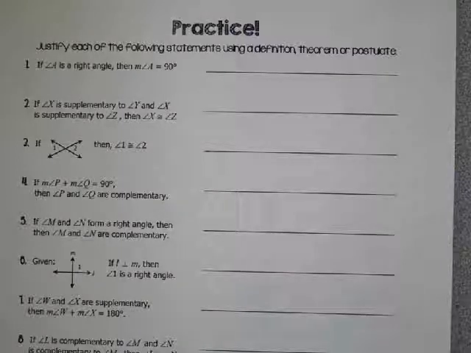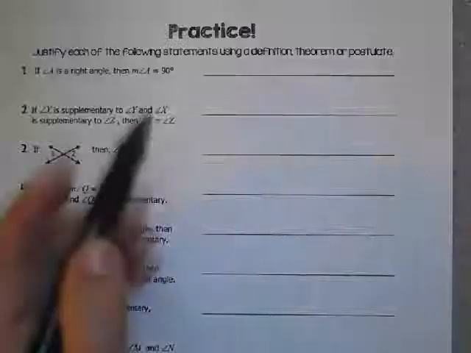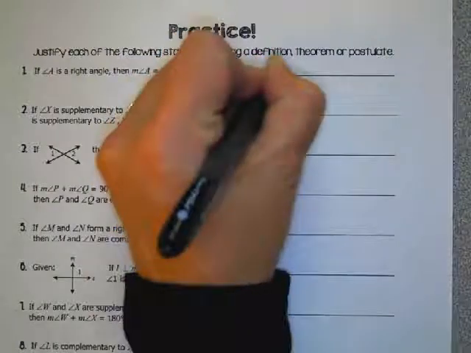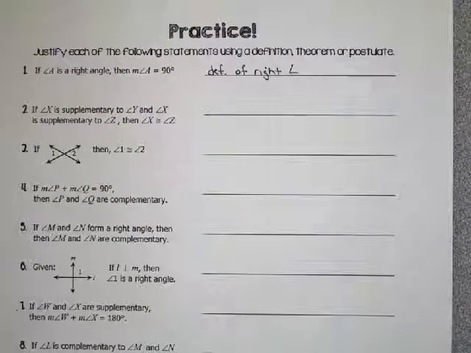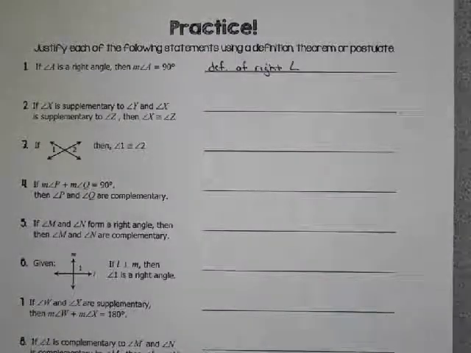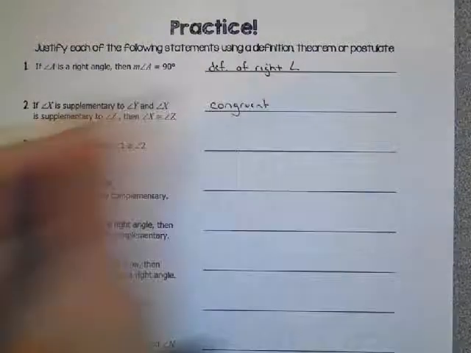So, statement number one: if angle A is a right angle, then the measure of angle A is 90 degrees. And that is the definition of a right angle. Number two: if angle X is supplementary to angle Y, and angle X is also supplementary to angle Z, then angle X is congruent to angle Z. So we have an angle that's supplementary to two other angles. So according to the congruent supplements theorem, then angle X is congruent to angle Z.